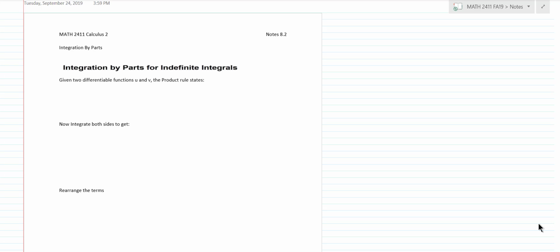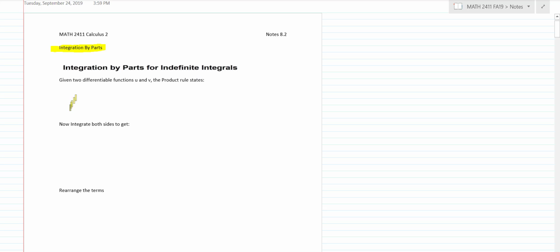All right, Calculus 2 students. What we're going to be looking at today is a real important integration technique that you will use a lot. It's called integration by parts. We're going to first of all start off by developing the formula for integration by parts, and it's related to the product rule for differentiation.